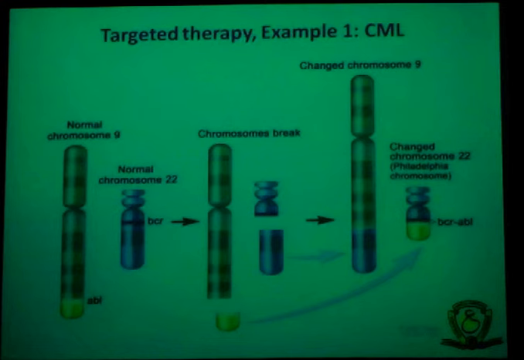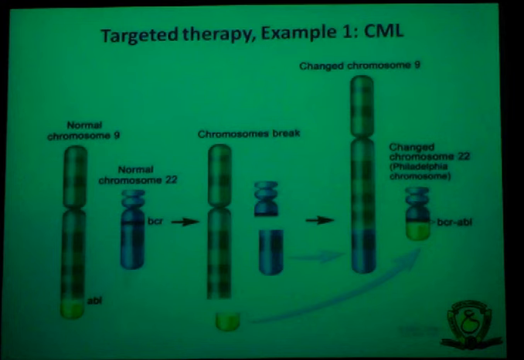Let's go to specific examples now. Success stories. Chronic myeloid leukemia, as we have briefly discussed before, results from a reciprocal chromosomal translocation that causes the expression of a fusion protein, BCR-ABL.